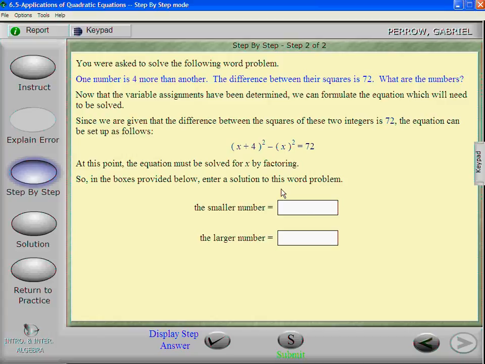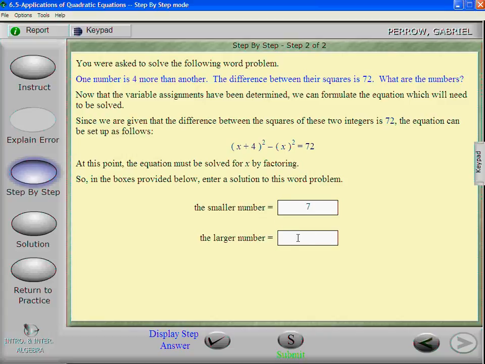X squared and minus x squared cancel. 4x and 4x is 8x plus 16 equals 72. Subtract 16 from both sides. 8x is going to equal 56. Divide both sides by 8. X will end up being 7. So the smaller number is 7.